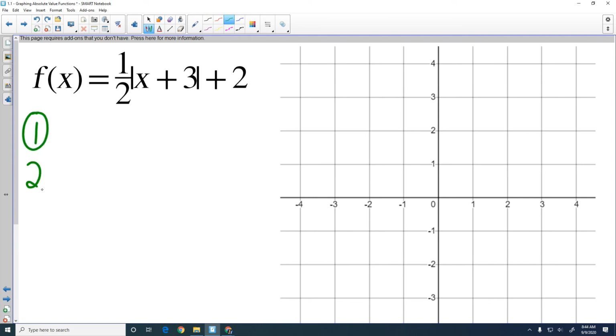Again, just make a list. 1, 2, 3 in this case, 3 transformations that I see occurring. And what are they? What are each of those going to do to our graph? And look carefully at the different signs, how it's going to change it, and in which direction.